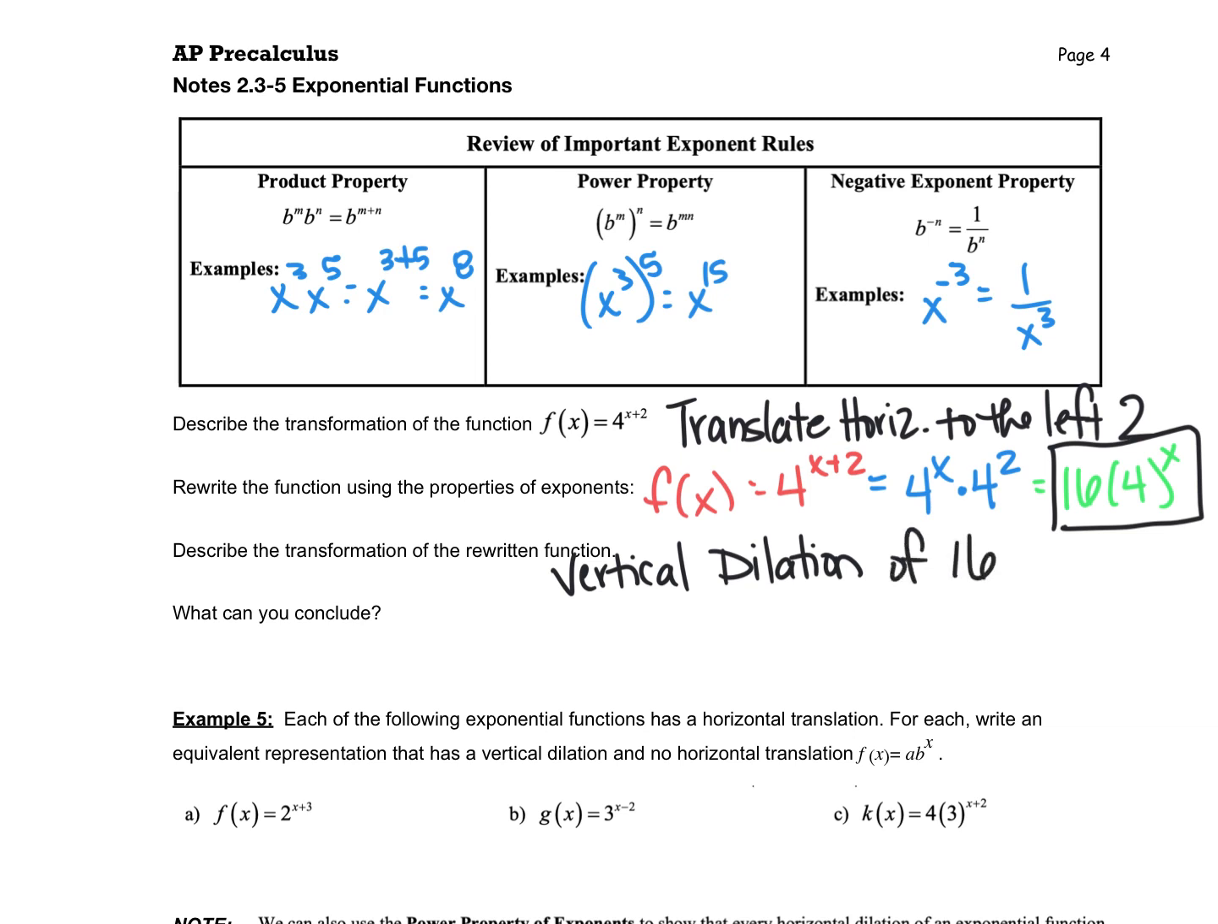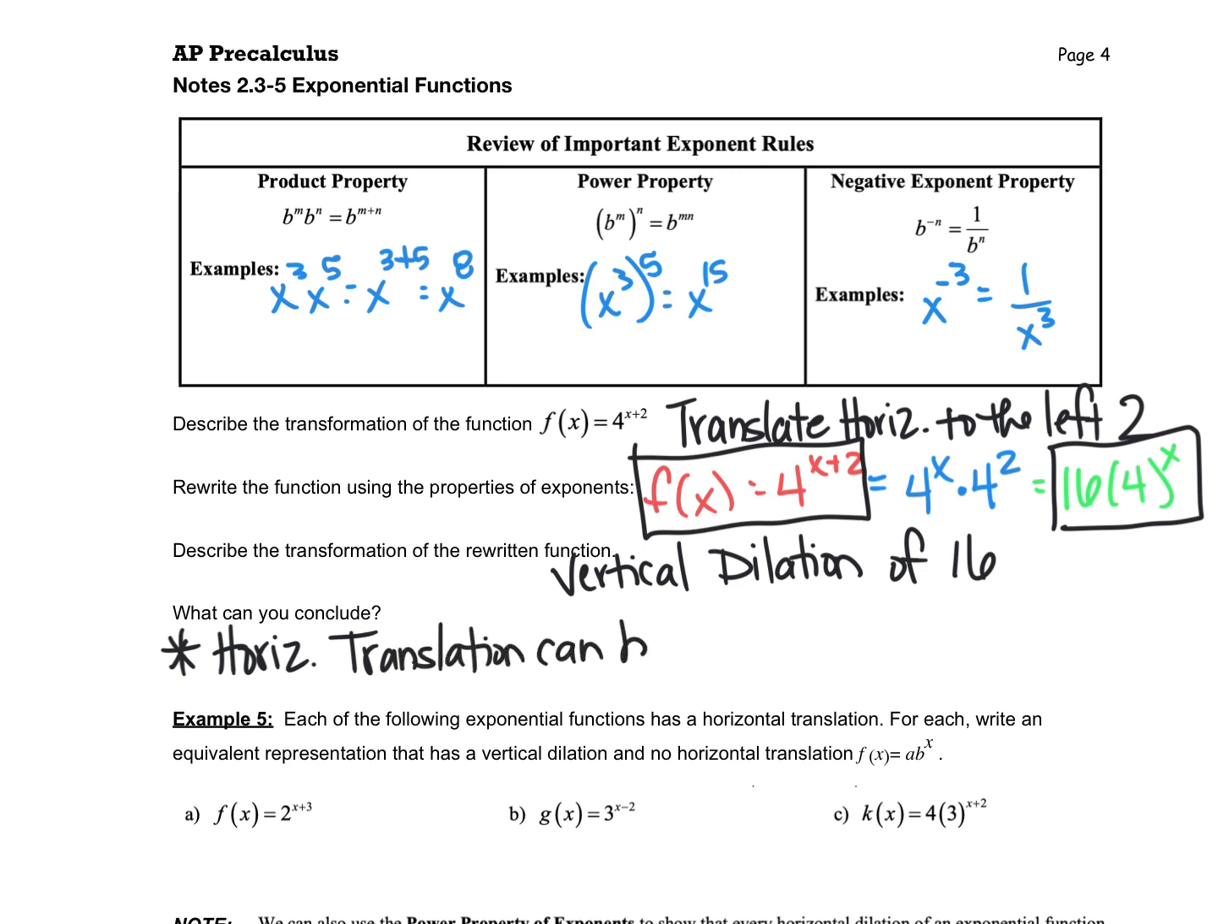of 16. So we're saying that by the properties of exponents, a horizontal translation can become a vertical dilation. It just can by the property of exponents, and that's one of the important things that we have to remember. That's part of the rewriting. That horizontal translations can be rewritten as vertical dilations. So that was the big thing right there, using those properties of exponents.